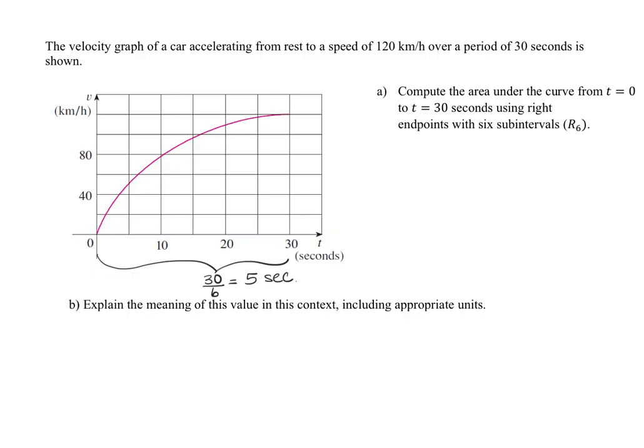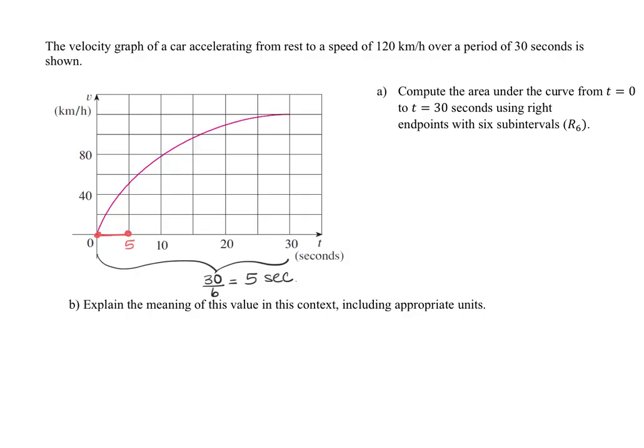So I want us to start by drawing the rectangles on our graph so we can get a visual of what these right endpoint rectangles are going to look like. I recommend using some different colors for this. I'm going to start with red for my first rectangle. It's going to start at time 0, and we want it to have a base measurement of 5 seconds. So it's going to go from 0 to 5 seconds.